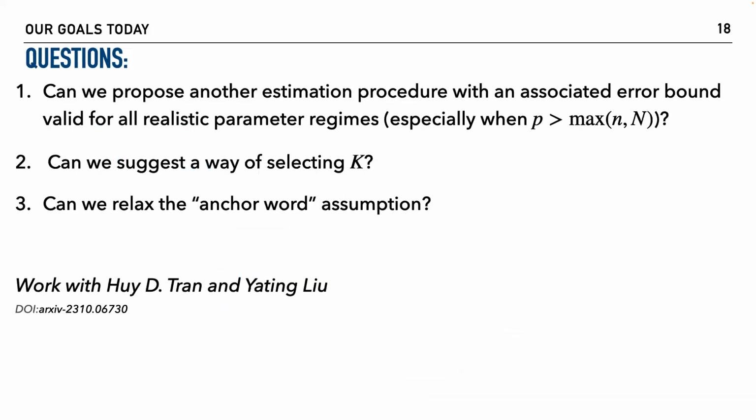So the question we have is, can we propose another estimation procedure that makes use of this type of sparsity and hopefully yields better bounds that are valid for all realistic parameter regimes, especially when the vocabulary size is large? Can we suggest a way of selecting K? And potentially, as a bonus, can we relax the anchor word assumption? This is also work with two of my graduate students, Hui and Yete.